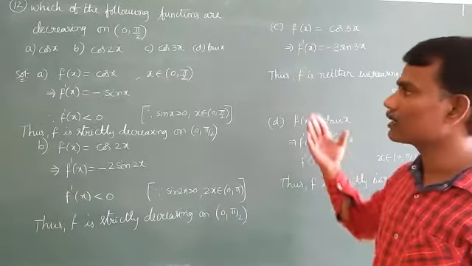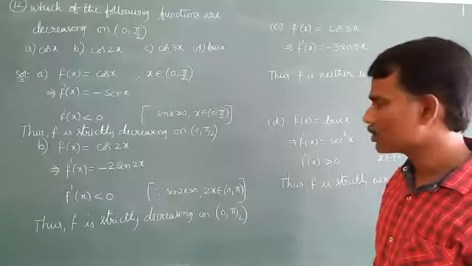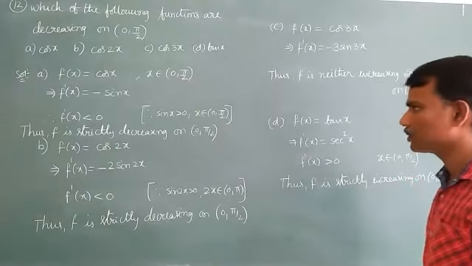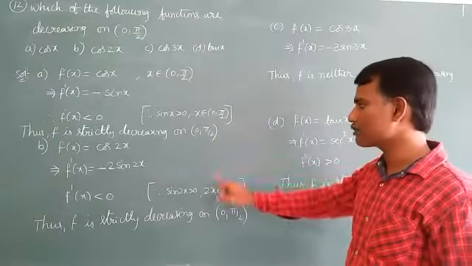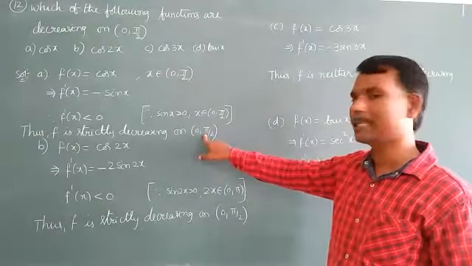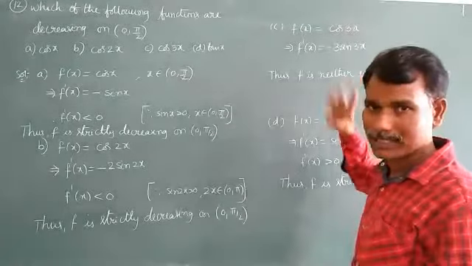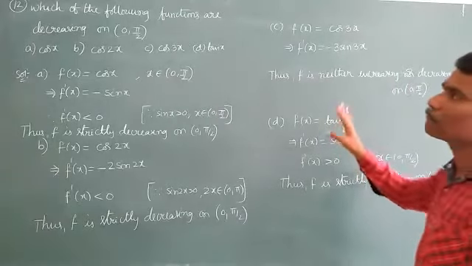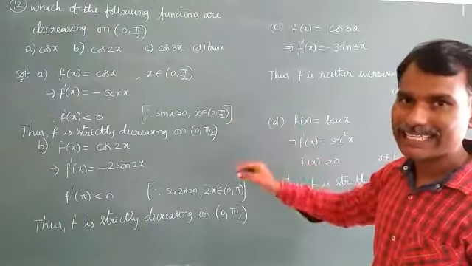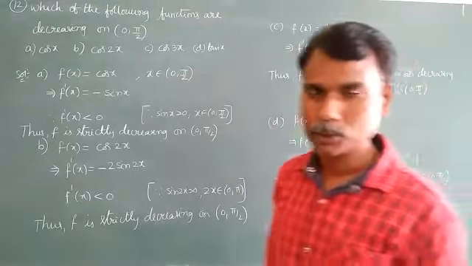So which of the following are decreasing on the open interval of 0 comma pi by 2? Students, observe it. For 2x, multiply with 2, 2 into pi, that means 2 quadrants are indicated. For 3x, 0 to 3 pi by 2 means 3 quadrants will come. This is the first quadrant only. Out of these four functions, which functions are decreasing on the open interval of 0 comma pi by 2?